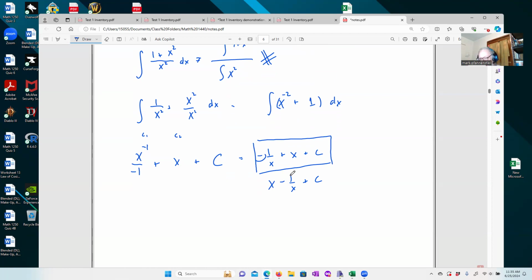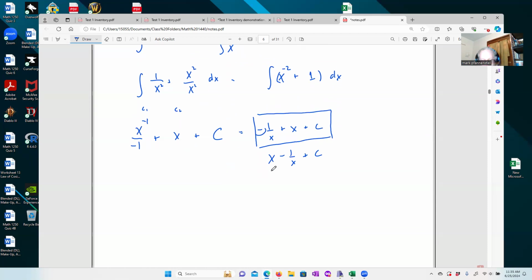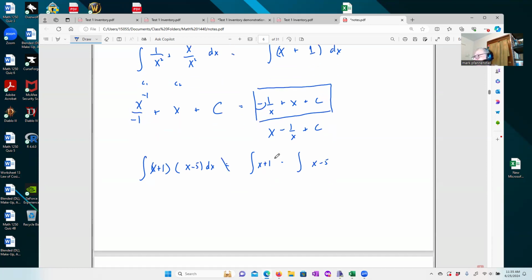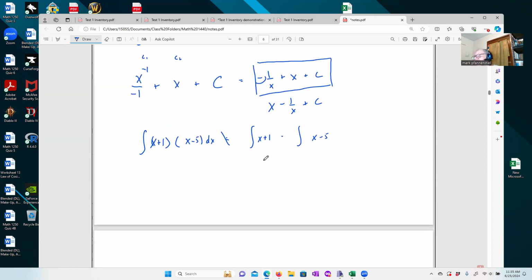Okay, let's read our next one here. Looks like we have the integral of x plus 1 times, and we have our x minus 5 here. Again, we can't divide this out and take the integral. I wish we could. We cannot do this. We can't say this is the integral of x plus 1 times the integral of x minus 5. Don't do this. This is terrible. Okay. Well, how do we integrate this? Well, we have to do it the hard way. We have to multiply this stuff out first before we can integrate.